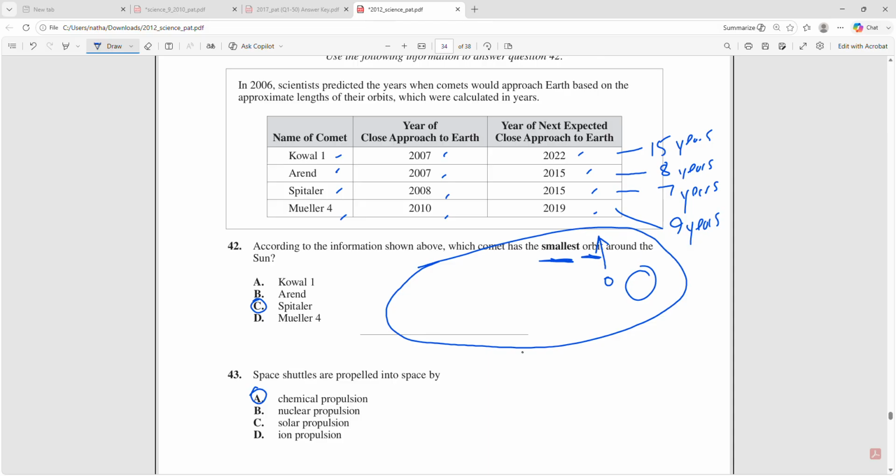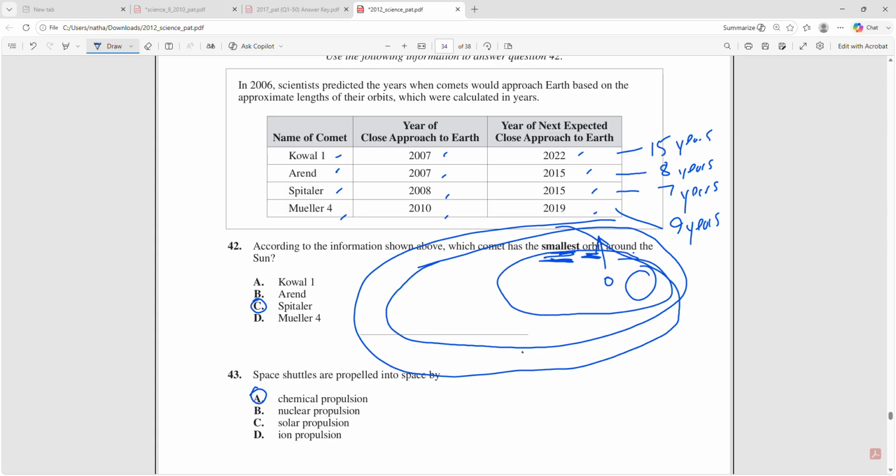Well, if it takes longer for it to return, that's because it has a longer orbit, right? If it has a longer orbit, it's going to take longer to return. So the smallest orbit would be the one that comes back to Earth a lot sooner. And the one that comes back the soonest only takes 7 years to come back after the last time it was here. So it would be this comet here.